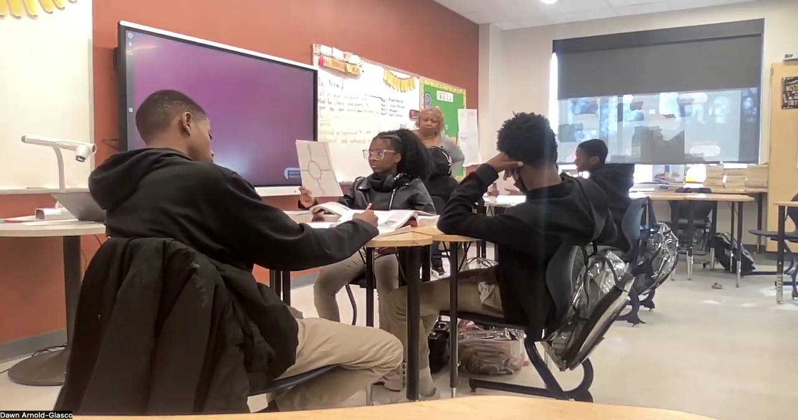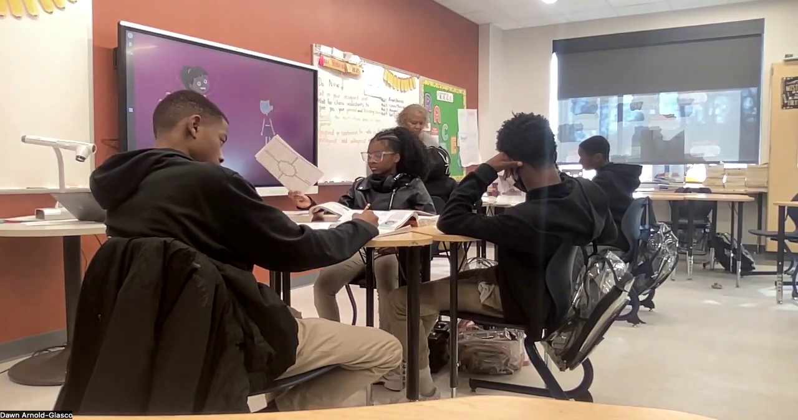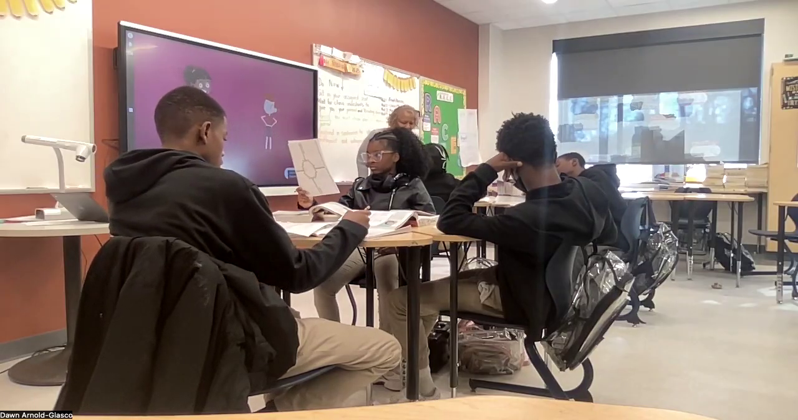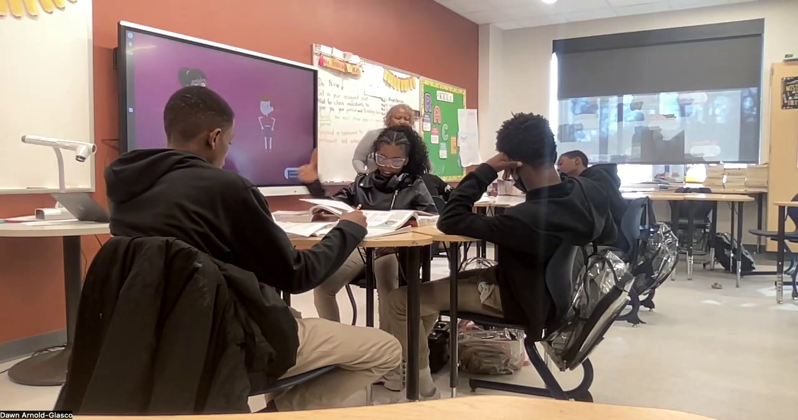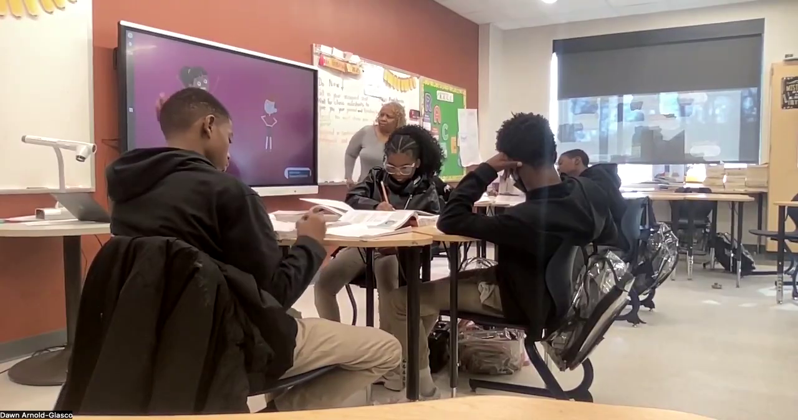Let's practice identifying some of those physical traits. If I look at the two characters here, I can say that the character on the left is tall. The character on the right is shorter. The character on the left has black hair, while the character on the right has red.